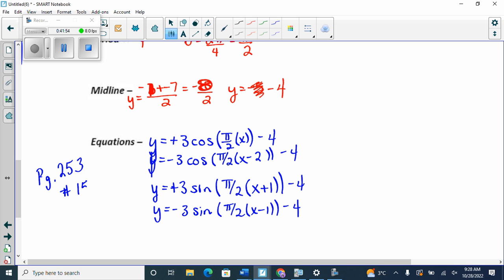Okay, page 253 is number 15 and 16. Number 15 is for sine, and number 16 is for cos. If I were you, I would do sine and cos for all of them. And if you're like, but then there's no answer key, I'll give you the look of dismay. Because the answer key could be you just typing it in and seeing if it matches.